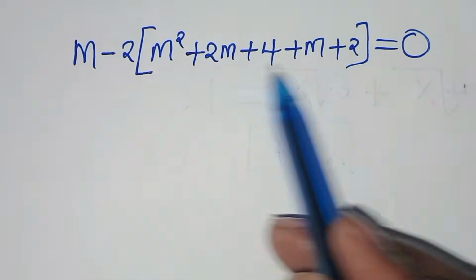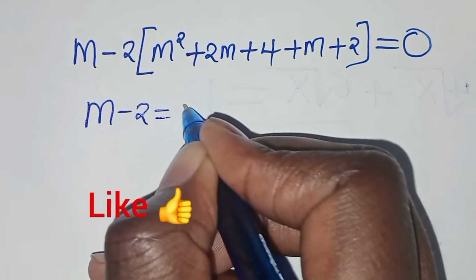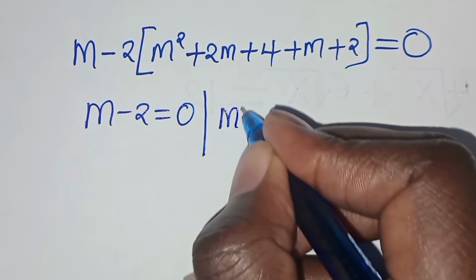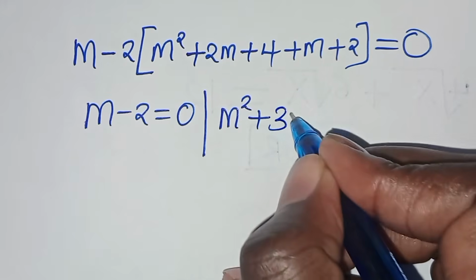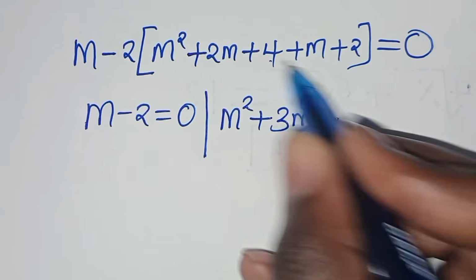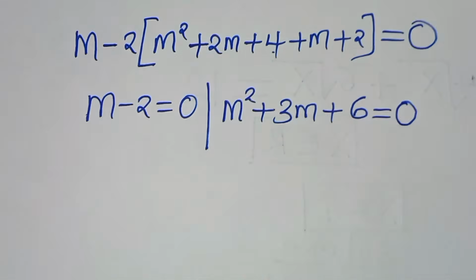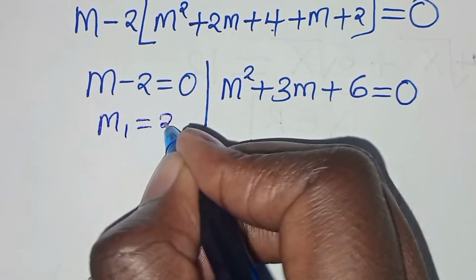Now we have two parts from here. The first part is m minus 2, which is equal to 0. The second part here is m to the power 2, plus 2m plus m, which is 3m, then plus 4 plus 2, which is equal to 6, and this is equal to 0. So this implies that m1 is equal to 2.